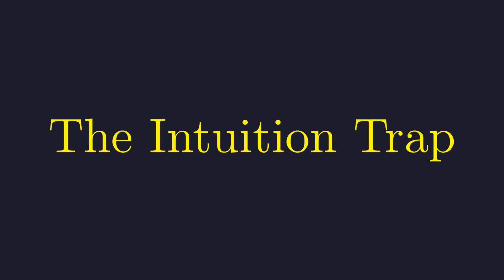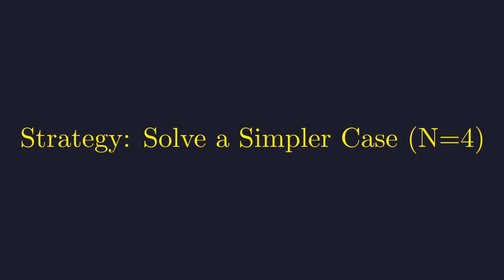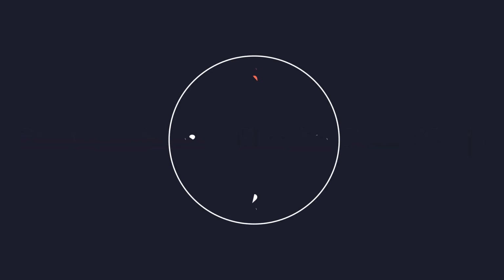Our intuition screams that 6, being the furthest, must be the most likely to be last. But this intuition is wrong. To understand why, let's solve a simpler version of the puzzle with a clock of only 4 numbers: 0, 1, 2, and 3. We start at 0. The number opposite is 2. We want to find the probability that 2 is the last number visited. For 2 to be last, the ladybug must visit both 1 and 3 before ever landing on 2.